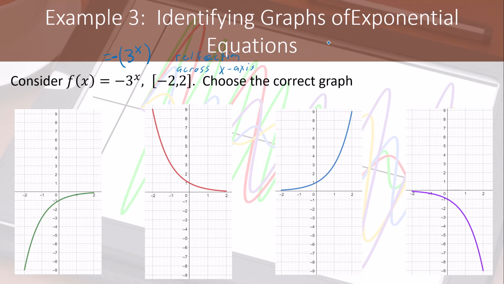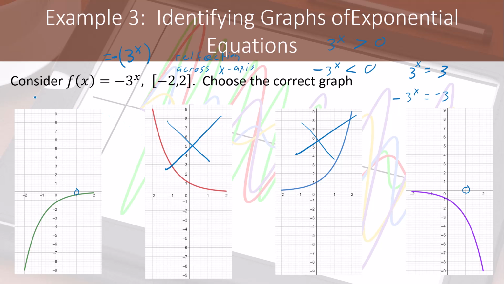So since 3 to the x is always positive, -3 to the x is always going to be negative. It cannot be this graph. It cannot be that graph. Okay, now let's look at our important point, which in this case is going to be x is equal to 1. All right. When x is equal to 1, 3 to the x is going to be equal to 3. Or -3 to the x is going to be equal to -3.